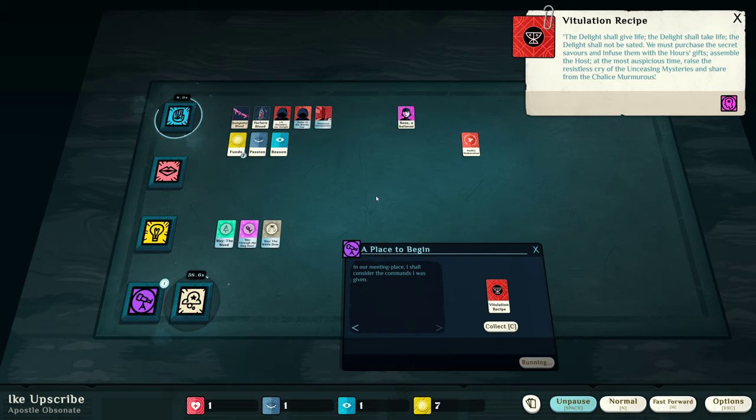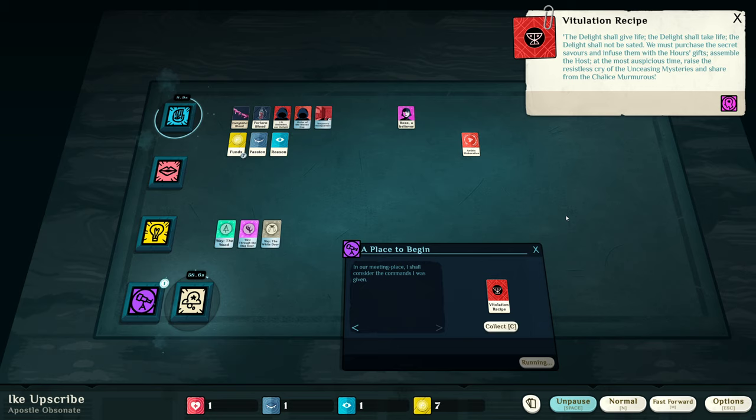Vitulation recipe. The delight shall give life. The delight shall take life. The delight shall not be sated. We must purchase the secret savors and infuse them with the hour's gifts. Assemble the host at the most auspicious time. Raise the restless cry of the unceasing mysteries, and share from the chalice murmurous.